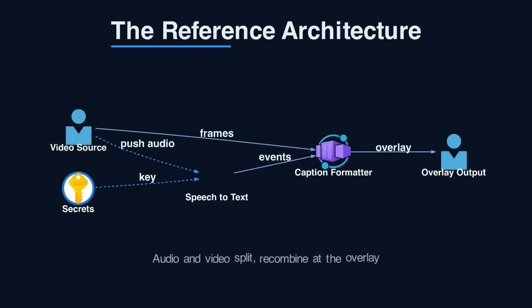The video source feeds 2 paths at once. One path extracts a raw audio stream. That audio flows into the Azure AI Speech service over a push stream. Recognition events come back and hit a caption formatter. The formatter overlays text onto the video frames. Key Vault holds the speech key, never your code. Every arrow here is a place latency can hide.